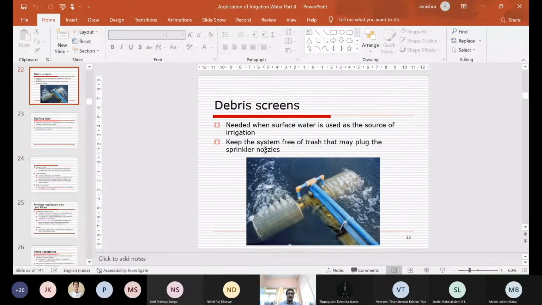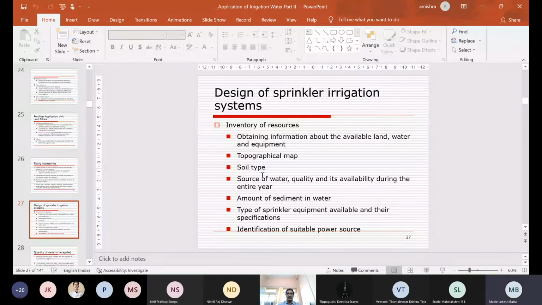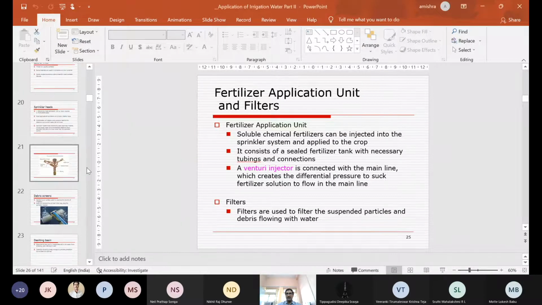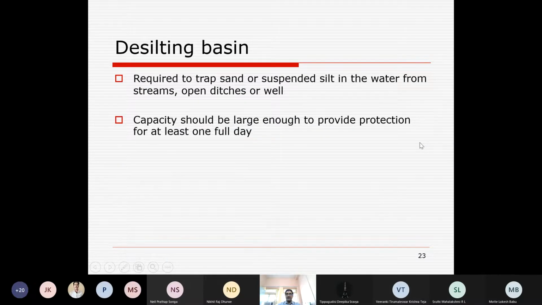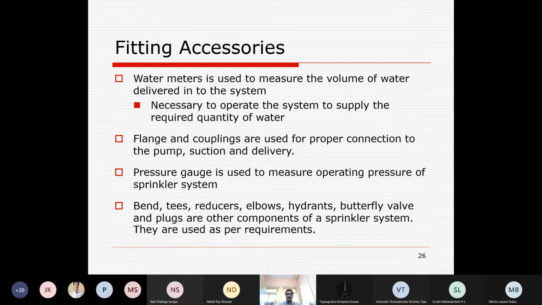Okay, so I gave you an idea about sprinklers and sprinkler irrigation background. Can you see the slides? Yes, sir. So I gave you an idea about this sprinkler here. You can see two nozzles, how it breaks the jet into droplets, the trajectory angle. So this you have already seen, right? And then some arrangement, reverse, booster pump, takeoff valve, filters, etc. So these are the accessories.